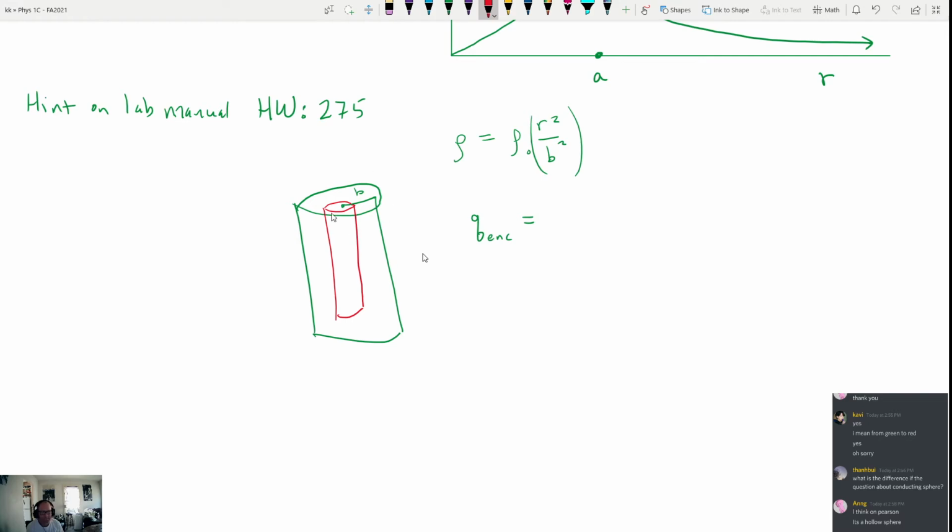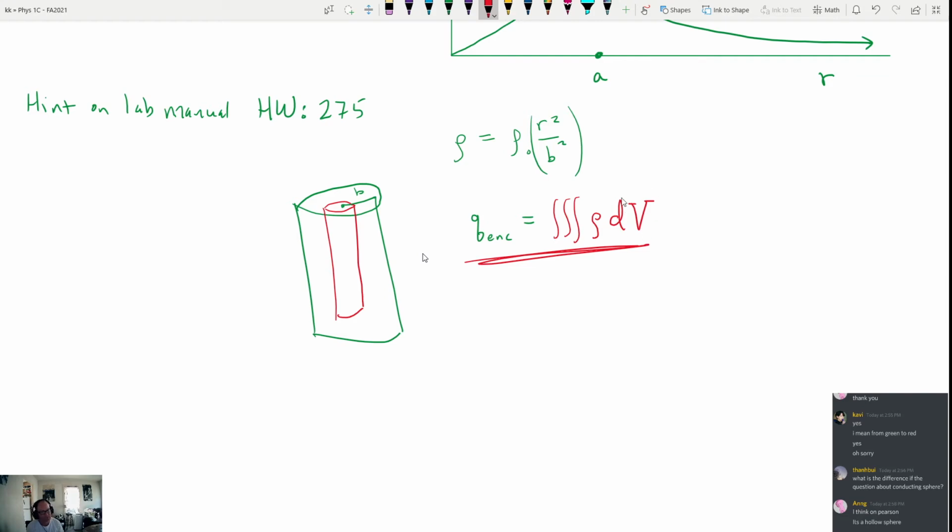I'm just going to put it up here. If you don't know what I'm talking about, that's fine. When you actually take the time to think about the problem, your charge enclosed now is just going to be the charge that's enclosed inside of here. And to get it, you're going to have to do this. And I'll let you figure out how to go about doing that.